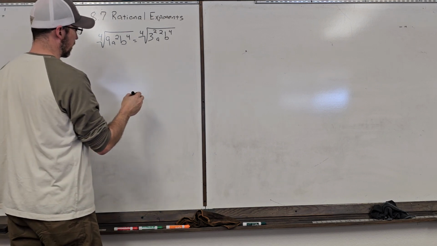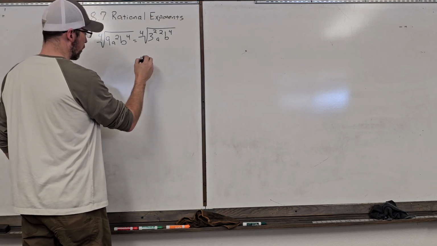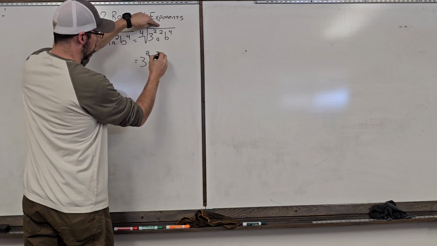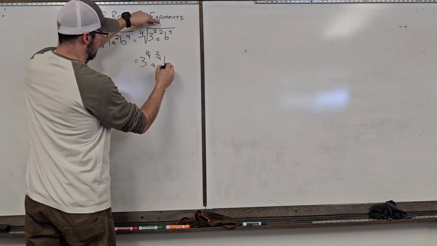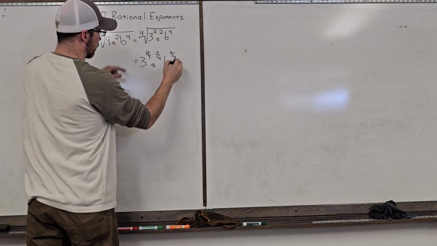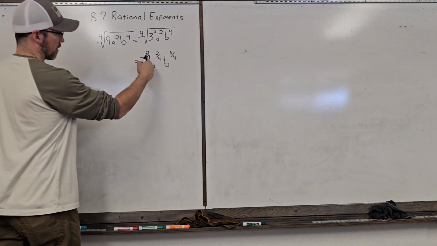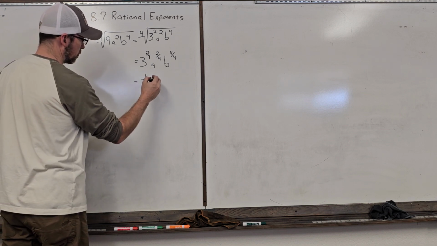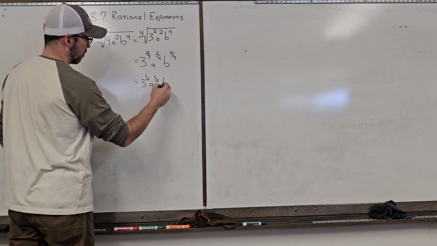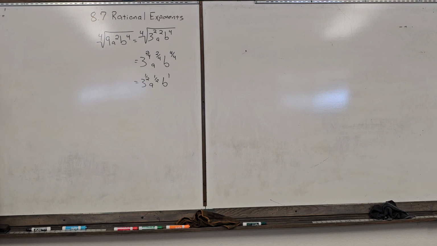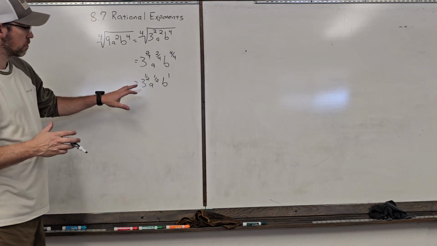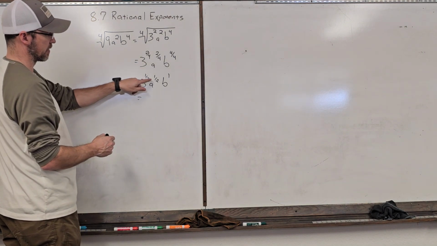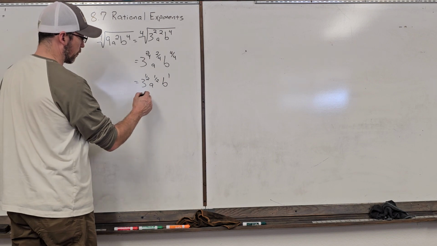That's the same thing as 3 to the 2 over 4, a to the 2 over 4, b to the 4 over 4. When I clean all that up, that's equal to 3 to the 1/2, a to the 1/2, b to the 1st. Here's where it gets a little bit tricky, but when I go to change this back to radical notation, both of these have the exact same exponent, which means they can go under one radical together.